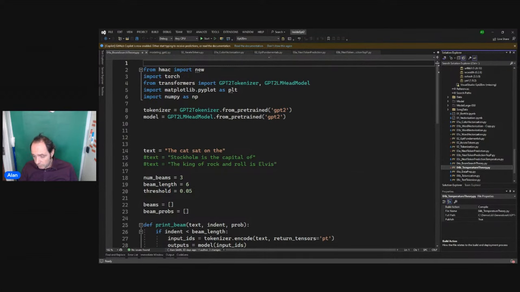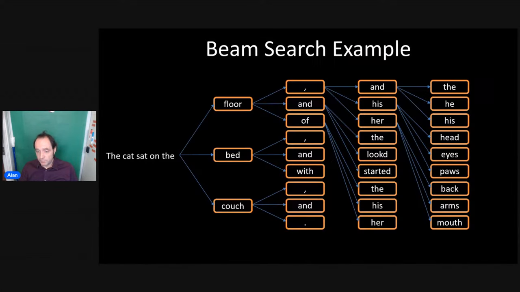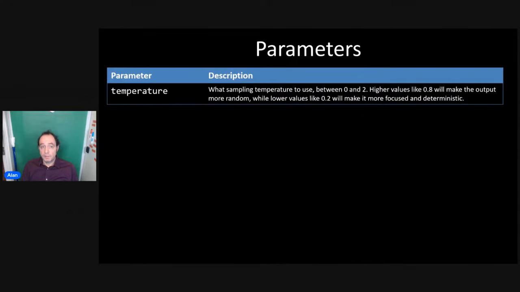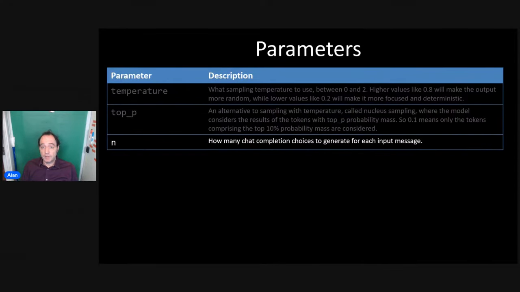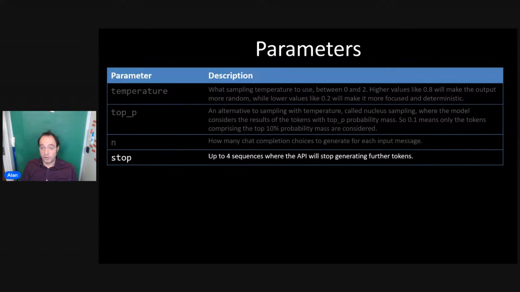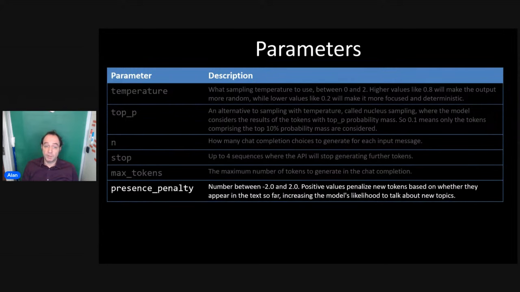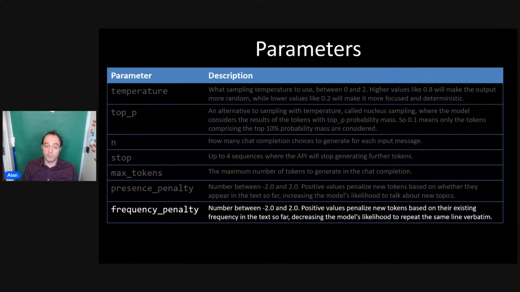Other parameters that we use, if I just drop back to the slides: we've got temperature, we've got top P. You can also specify how many completions to generate. You can specify a stop sequence. You can specify a maximum number of tokens. Then you've got the presence penalty and frequency penalty.